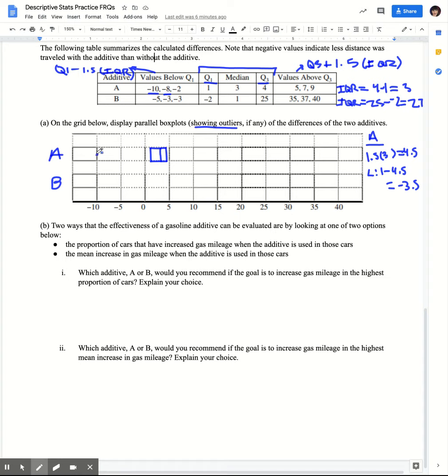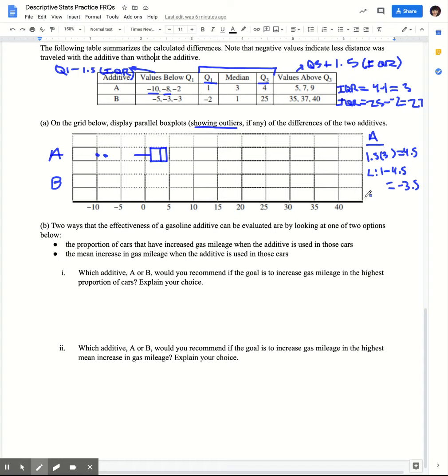So what I'm going to do is put a dot to represent those outliers. So negative 10 and negative 8. Right, and then the next highest value is negative 2. So that's where my whisker would start. Okay, the purpose of this is so that you can actually see the gaps and the outliers that show up.